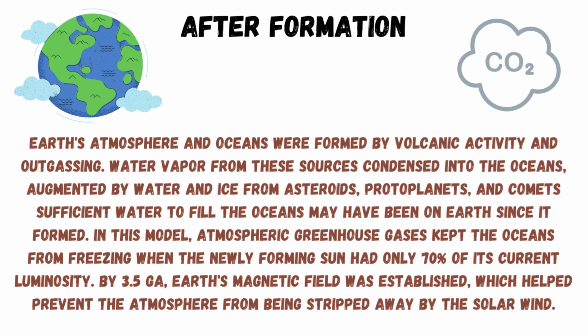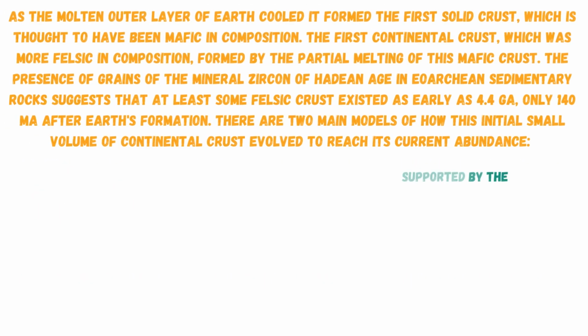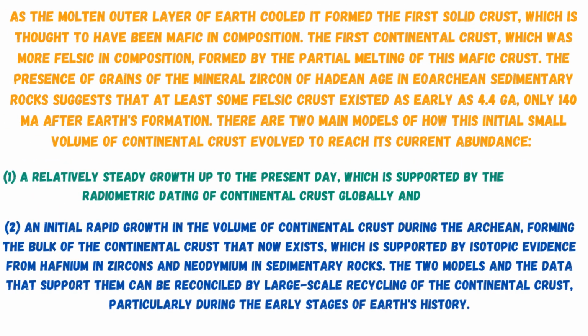By 3.5 Ga, Earth's magnetic field was established, which helped prevent the atmosphere from being stripped away by the solar wind. As the molten outer layer of Earth cooled, it formed the first solid crust, which is thought to have been mafic in composition. The first continental crust, which was more felsic in composition, formed by the partial melting of this mafic crust. The presence of grains of the mineral zircon of Hadean age in Eoarchean sedimentary rocks suggests that at least some felsic crust existed as early as 4.4 Ga, only 140 Ma after Earth's formation.